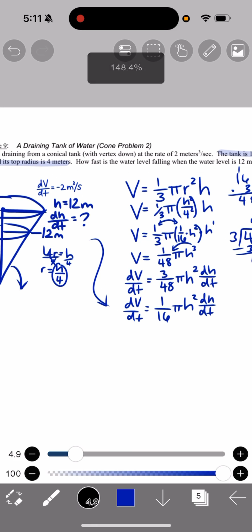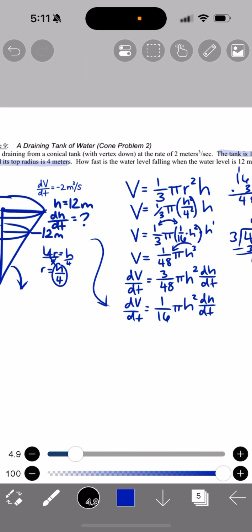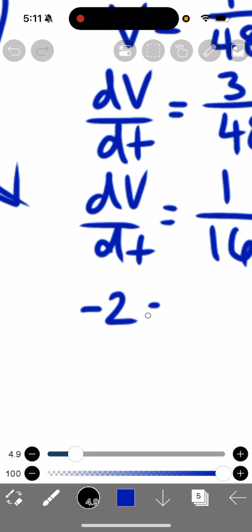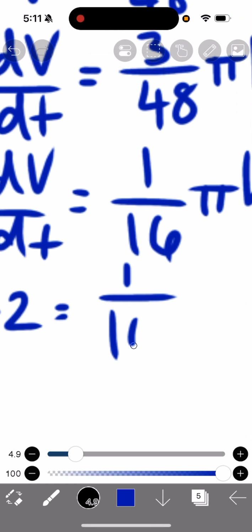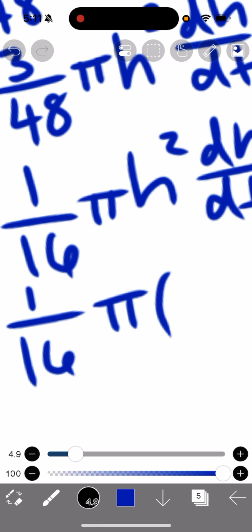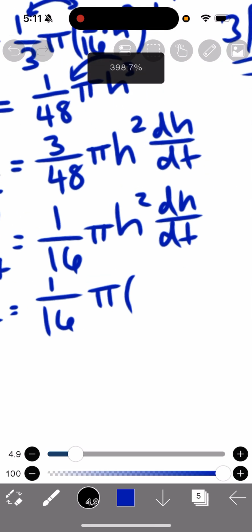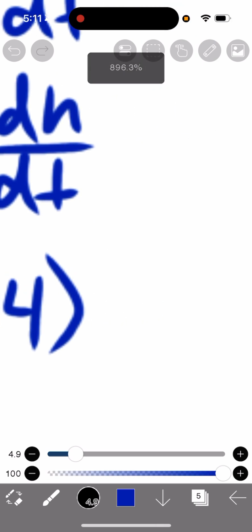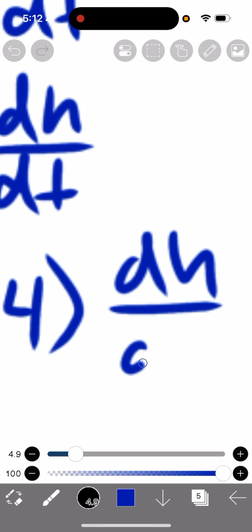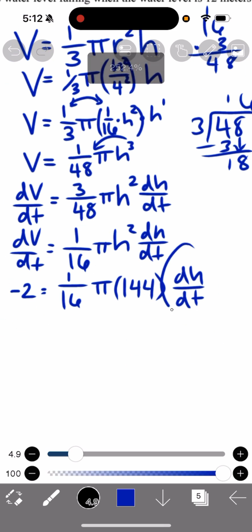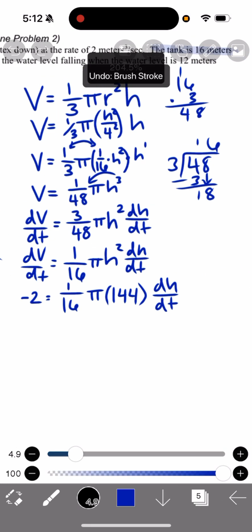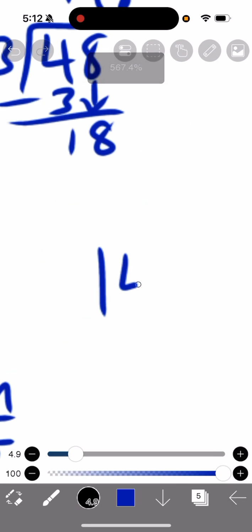So dv over dt, we know that's equal to -2 meters cubed per second. Let's put in -2, and that is equal to 1/16th times h squared. h is equal to 12. 12 squared is 144 dh over dt. Because we don't know that, that's what we're looking for. That's the only thing that we don't plug anything in for. So let me do 144.